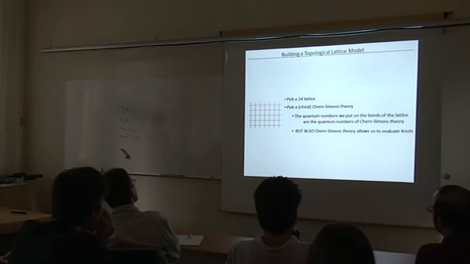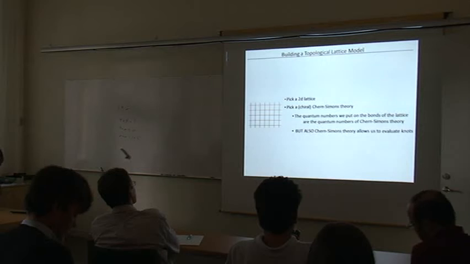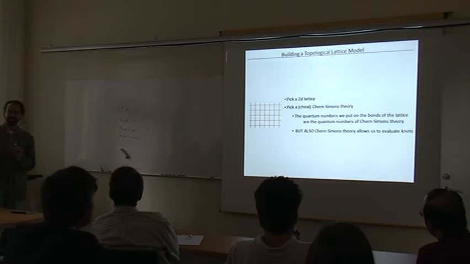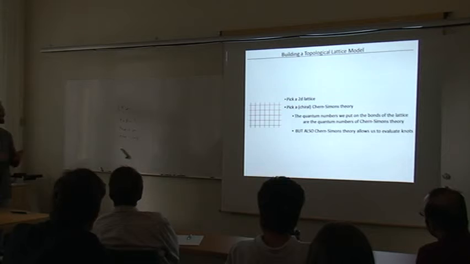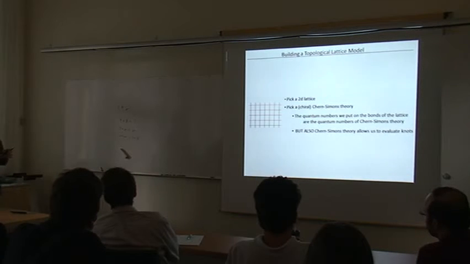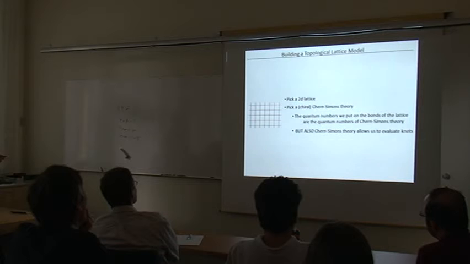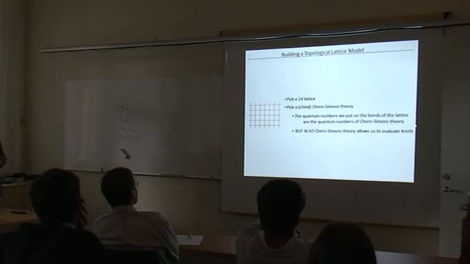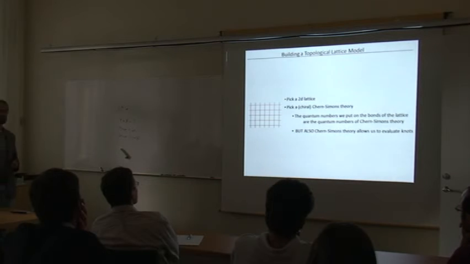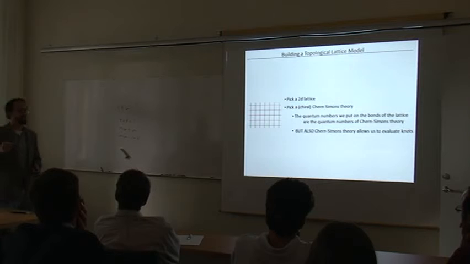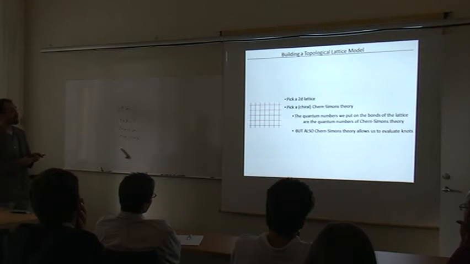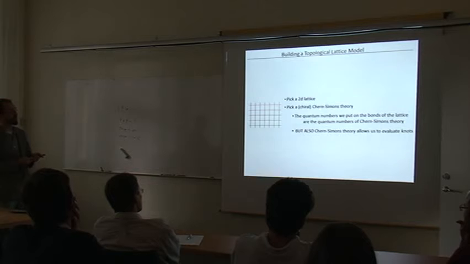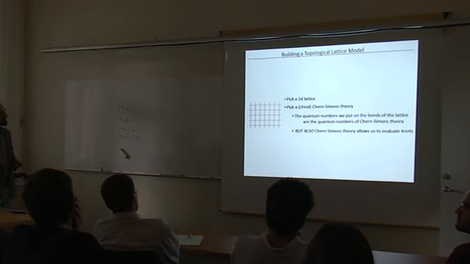First thing we're going to do is pick a two-dimensional lattice. In this case, I'm picking a square lattice. When you see the pictures that I'm drawing, please note it's a lot easier to draw on a square lattice. Then we pick our chiral Chern-Simons theory. Just like I was explaining, the quantum numbers we put on the bonds are the quantum numbers from the Chern-Simons theory. But also, the Chern-Simons theory allows us to evaluate knots or loops. Whenever we see a loop, we're going to use the same chiral Chern-Simons theory to evaluate that loop, because the whole idea of a topological quantum field theory is that you see a knot and you can get a number out. So keep that in the back of our head.